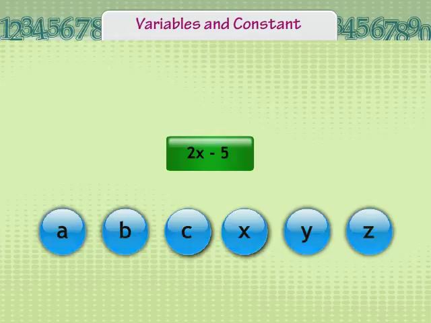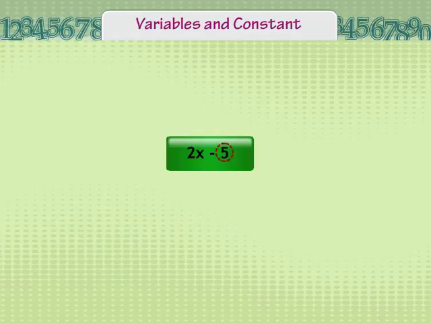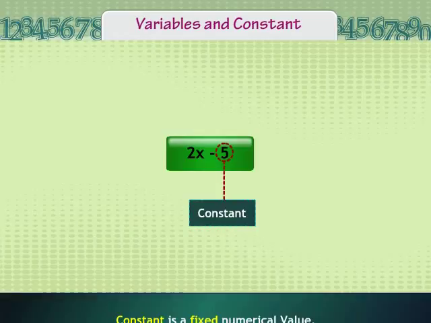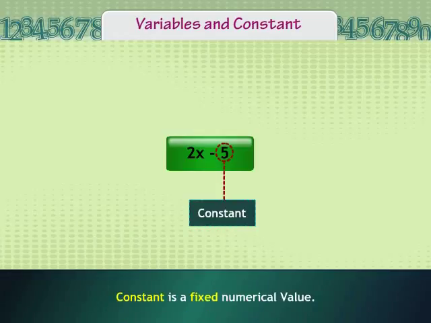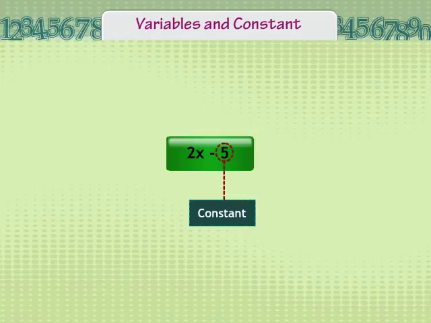In the same example, we can see a number 5. It is called a constant. A constant is a fixed numerical value. A number on its own is called a constant.